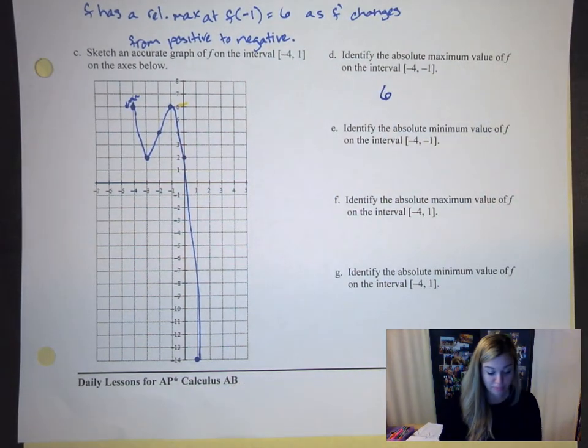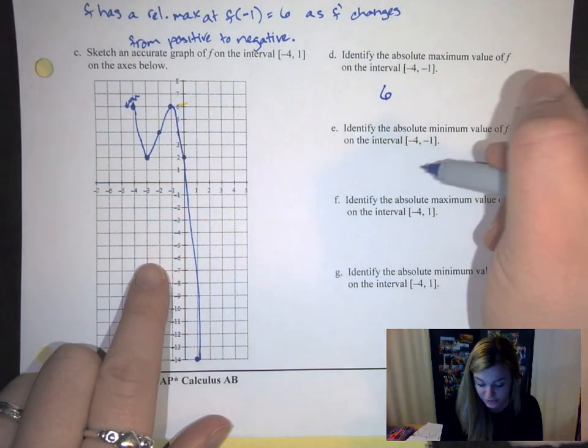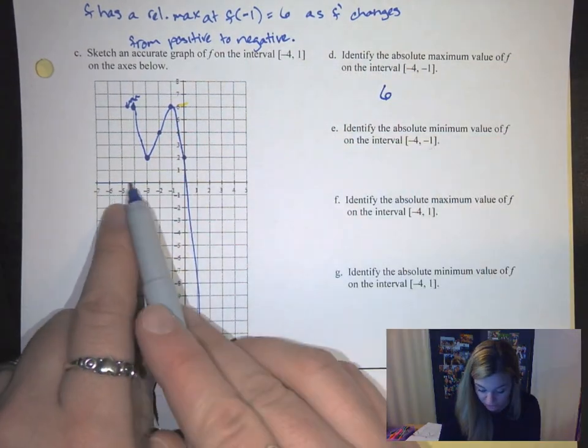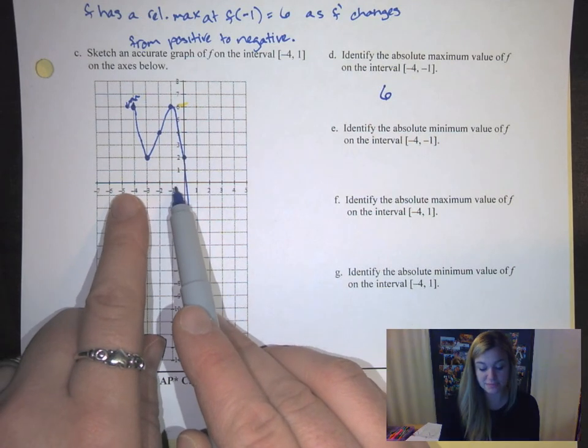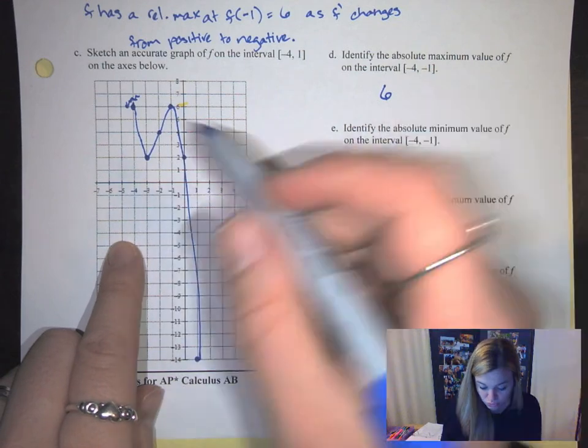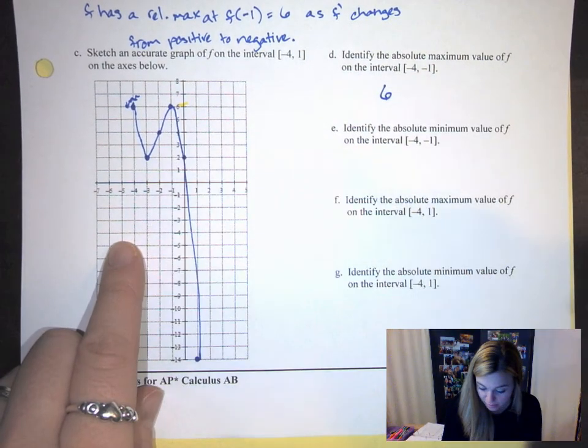The absolute minimum is going to be from -4 to -1. So from here to here, what do you think it is? That's right, it's going to be 2, because that's my y value. It's going to happen right here.